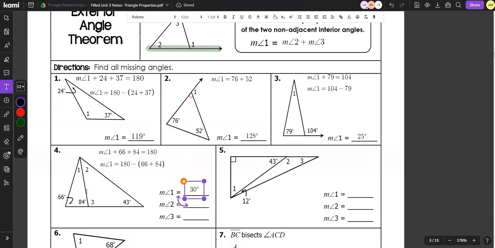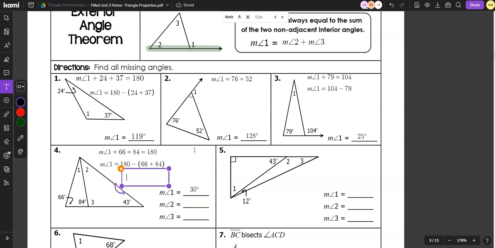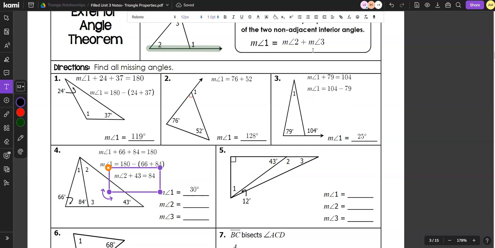So now we are going to do angle 3, because first we need to do angle 3 before we can do angle 2, or we can do angle 2 by using the exterior angle. So let's actually go ahead and do angle 2. So the measure of angle 2 plus 43 degrees equals 84 degrees, which means that the measure of angle 2 is equal to 84 minus 43, 41.